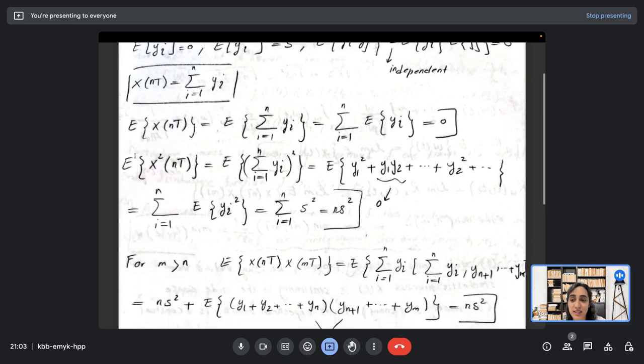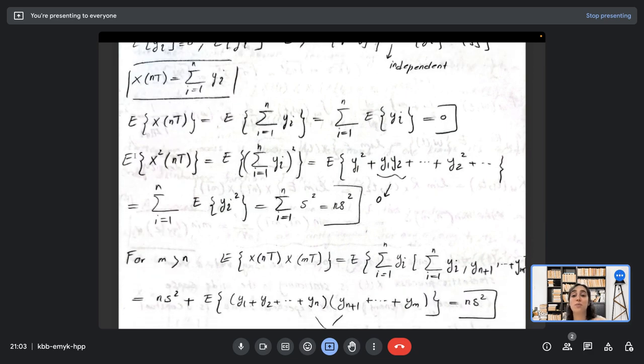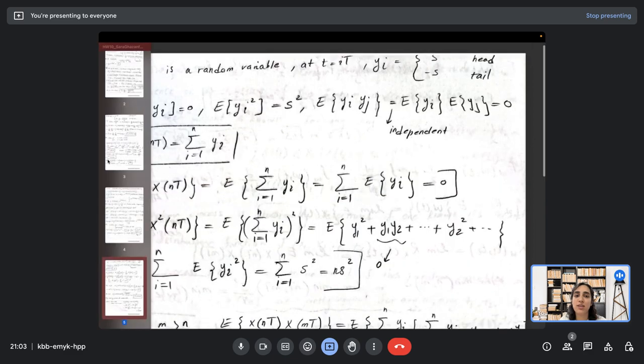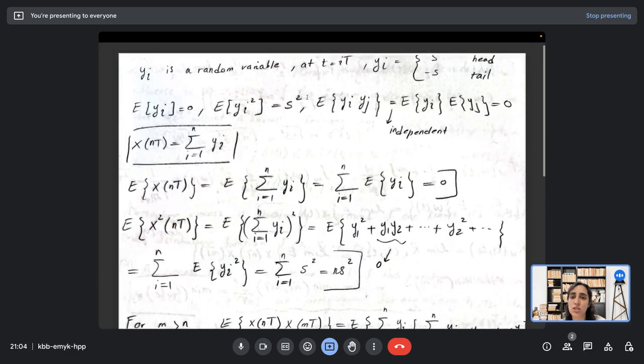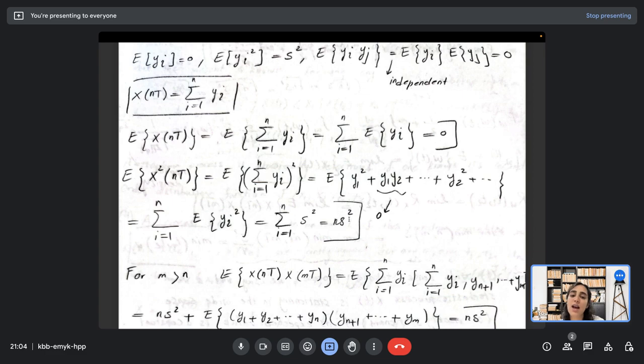The expected value of x to the power of 2 is the expected value of the sum of yi's to the power of 2. If we write them down, because we know that yi and yj are independent and their expected value is equal to 0, we can forget about the cross terms, and we only have the sum of expected values of yi to the power of 2, which is s to the power of 2, so we have n times s to the power of 2.